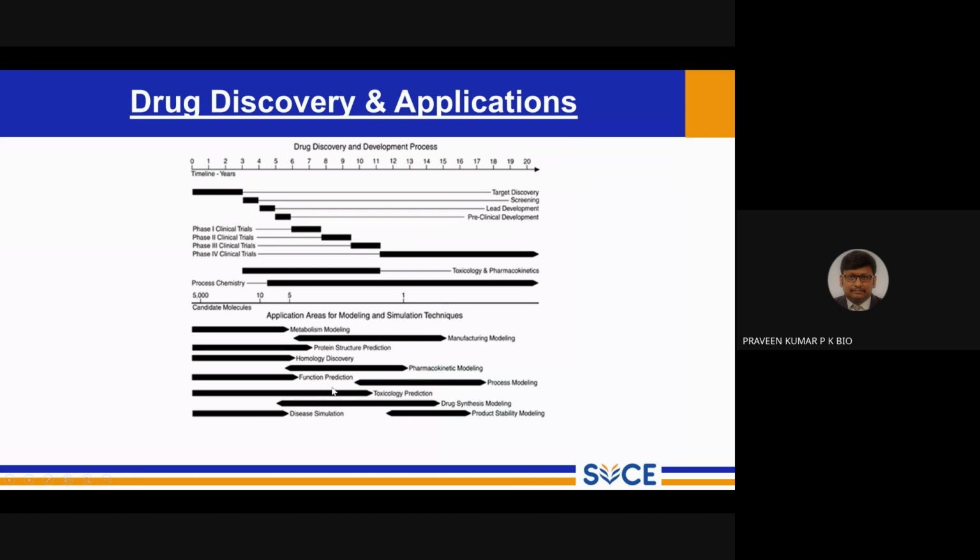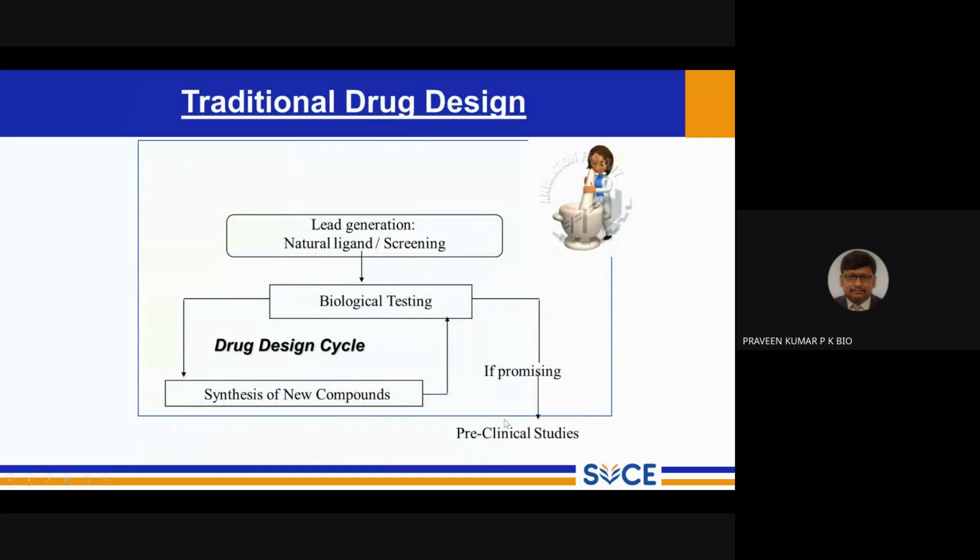And pharmacokinetic modeling, function prediction. I told you about pharmacokinetic modeling in MATLAB, SimBiology. Function prediction is a function annotation, like going with the motif finding. You remember, ScanProsite can give you the motif, which can be a structural motif or functional motif. Similarly, if you go for MEME, the function can still be predicted with the motif. A part of a sequence can give you a function. Process modeling, toxicology prediction. So many areas are there, including disease simulation.